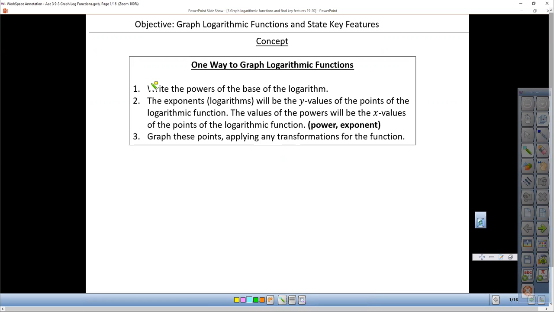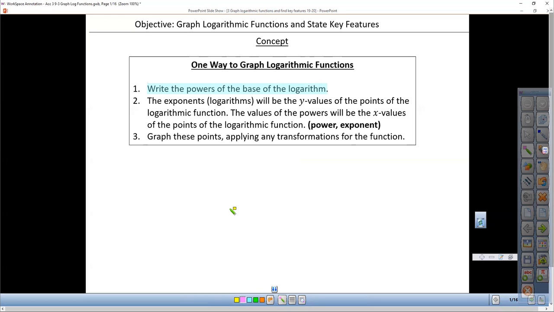Then we can start with the points that represent the powers of 2. These would actually be the same points that we use to graph the exponential functions with a base of 2. The difference is because the logarithm function will be the inverse of the exponential function, we will take those original points and we will switch the x and the y for that inverse relationship.